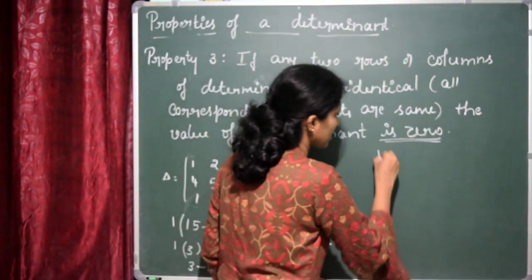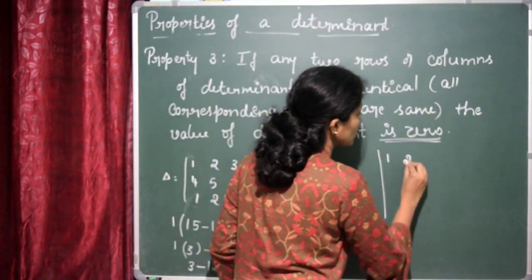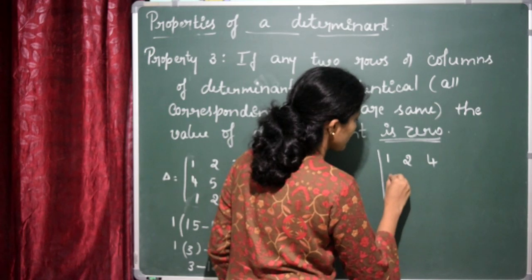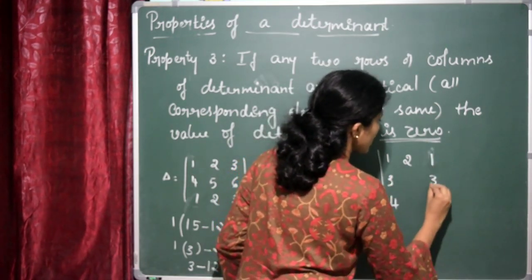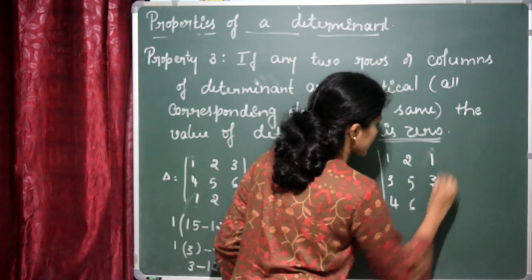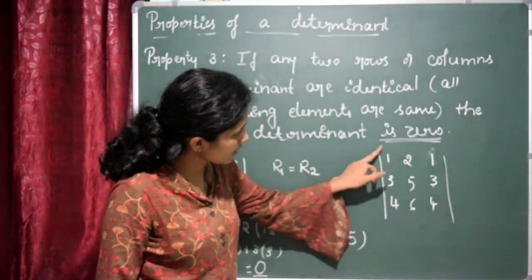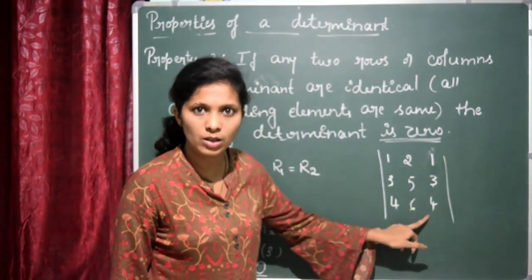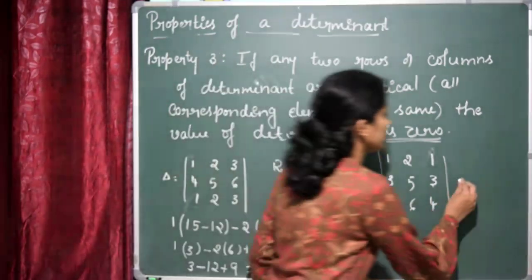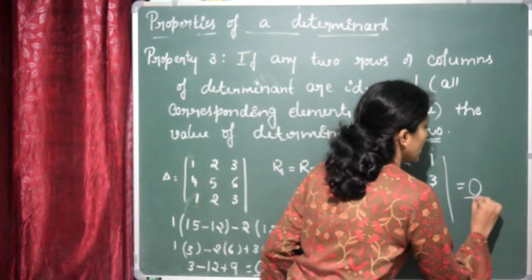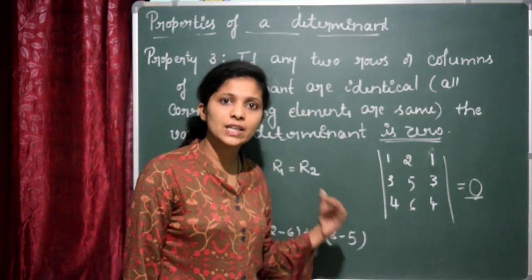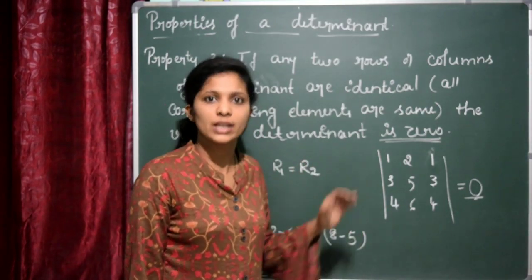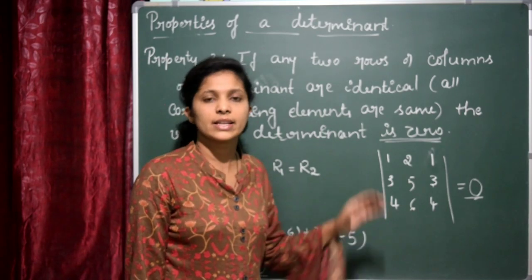If it is a determinant of this, if it is 1, 2, 4 and this is now I will take 3, 4, and if this is 1, 3, 4 and this is 5 and 6. Now here you can see the first column and the third column elements are same, right? So the determinant you can directly write as 0. Important property. While solving the problems we will use this property. If any two rows or any two columns are equal, then directly we can say that the determinant is equal to 0.